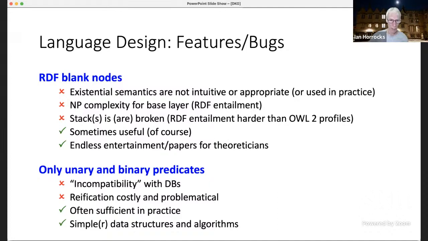So the downsides of this restriction is incompatibility with the databases, and you know that reification is often used in the data, and reification introduces quite additional cost and somehow makes the data much less easy to understand. But on the plus side, often it's sufficient in practice, and it makes the whole business of graph data structures and algorithms much easier to understand and to deal with in practice.